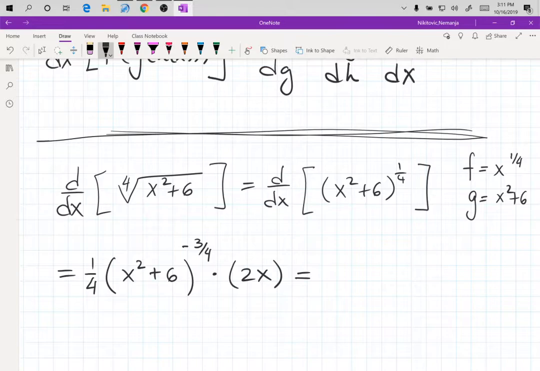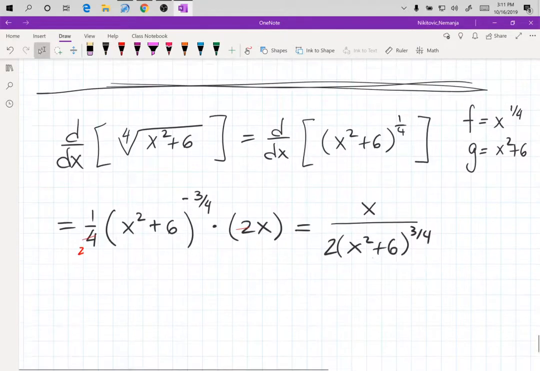So we are going to now simplify. 2 and 4 will cancel. We get a 2 over there. And we have x divided by 2 times x squared plus 6 raised to the +3/4. And now we can set this equal to 0. We get x equals 0, and then we move on with our problem.